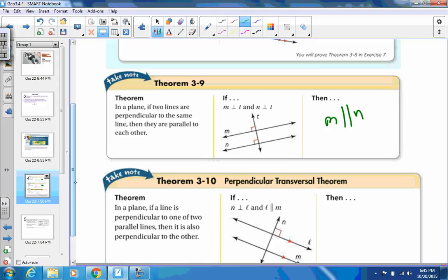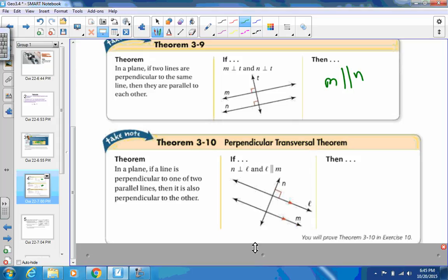Our last one actually has its own name. It's called the perpendicular transversal theorem, theorem 3.10. Looking at the picture, it's dealing with a transversal that is perpendicular to one of the lines. It says in a plane, if a line is perpendicular to one of two parallel lines, then it's also perpendicular to the other one. So if line N is perpendicular to line L, and both L and M are parallel, then line N is also perpendicular to line M. And by the way, the parallel sign is two lines going parallel, and the perpendicular sign is this little upside down T that shows it's making two 90-degree angles there.